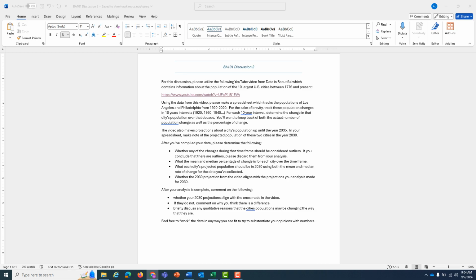We have to watch that video, and from watching that video, we are asked to use the information to compile some data. We need to figure out what the population change was for Los Angeles and Philly from the period of 1920 to 2020. For the sake of brevity, so we don't have to do 100 different lines, we're only going to take it in 10-year intervals, so 1920, 1930, 1940, etc. For each interval, we need to determine the change in the city's population over that decade, and we're going to track this in both terms of raw numbers, how many people it changed by, but also percentage. What was the percentage of change?